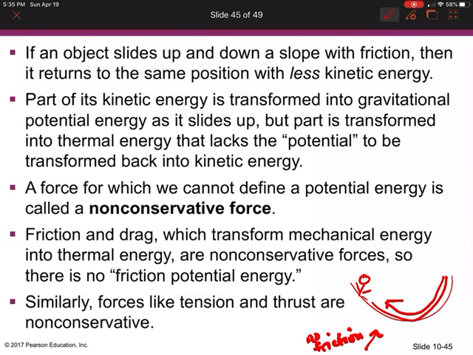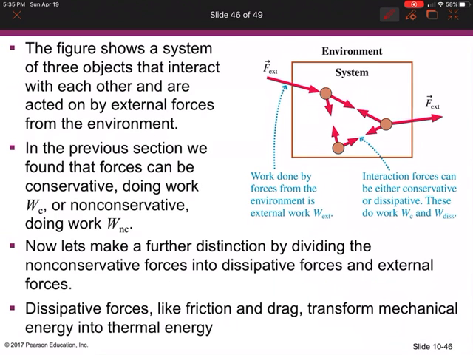It's also saying that forces like tension and thrust are non-conservative, meaning they're going to mess with the conservation of energy equation. You're going to lose some energy as heat or things like that. This figure shows a system of 3 objects that interact, with external forces from the environment affecting it.